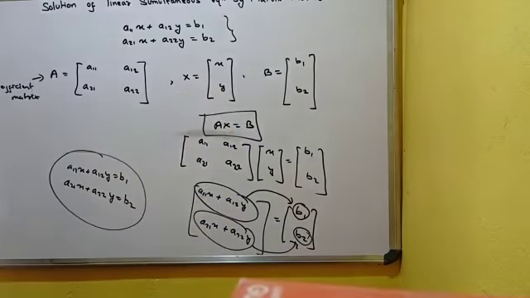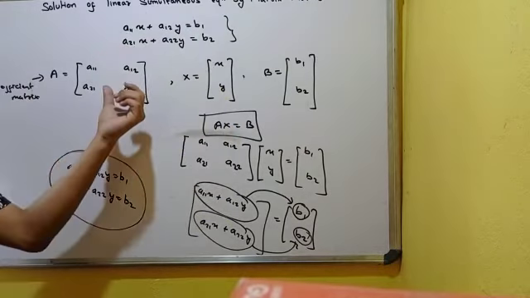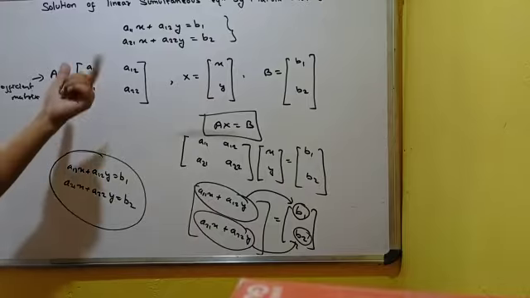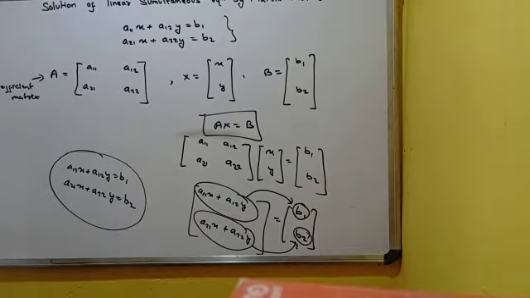Here A is called the coefficient matrix, X is a column matrix whose elements are the variables, and B is a column matrix which has the constant terms of the linear simultaneous equations.